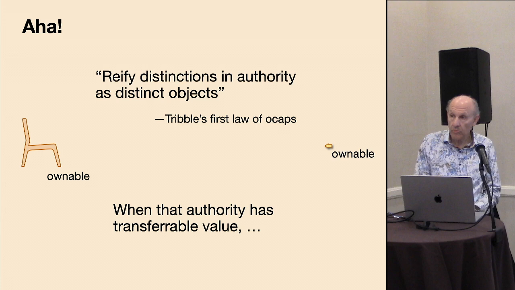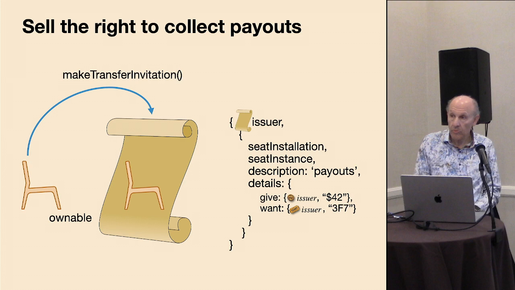So in general, when distinct objects represent distinct authorities, we should ask the question: is the authority a valuable thing to have? If the value is transferable value, which it is not always, but in this case happens to be, you should at least consider making the object in question into an ownable, which you can, again, do typically compatibly in place. So, making the seat into an ownable means that you can sell the right to collect the payouts.